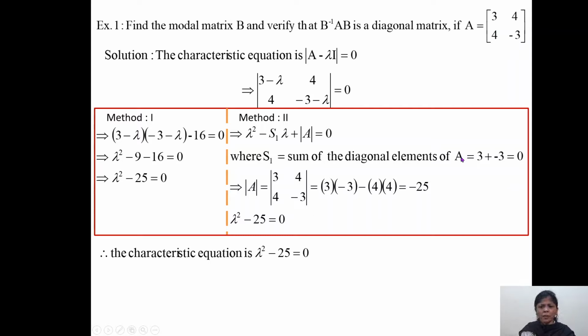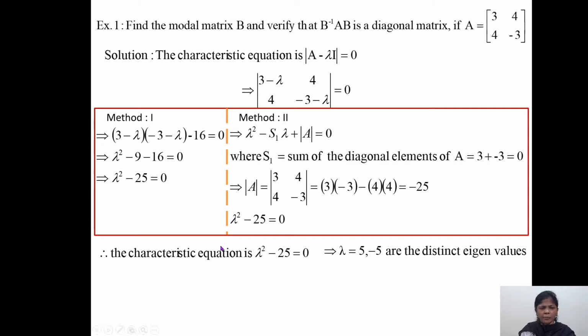So substituting the value of S1 and determinant of A in this equation, we get lambda square minus S1 lambda, and S1 is 0, so this term vanishes, and determinant of A is nothing but minus 25. So we get lambda square minus 25 equal to 0. Like this you can simplify this determinant in either of these two methods. I'll suggest you go with method 2 because you will find it simpler in case of higher order matrices too. Therefore, on simplifying, we get the characteristic equation as lambda square minus 25 equal to 0.